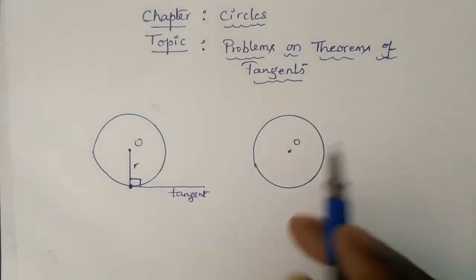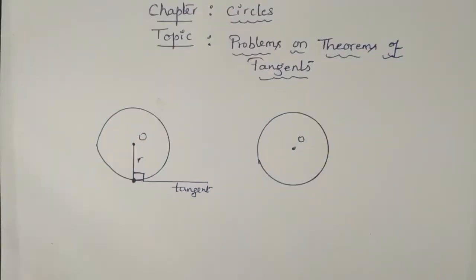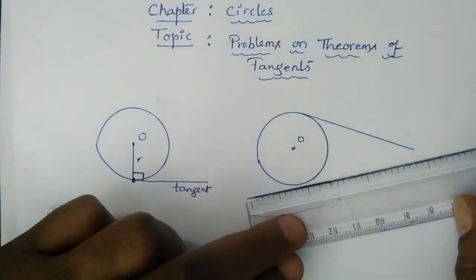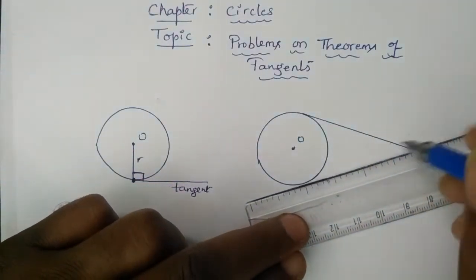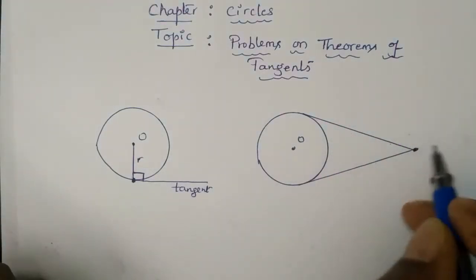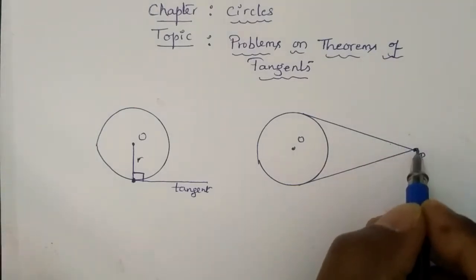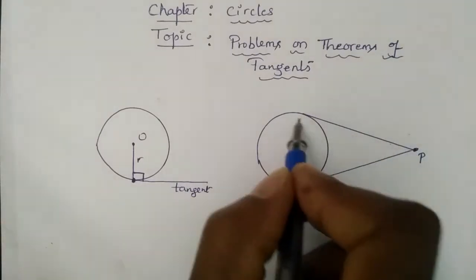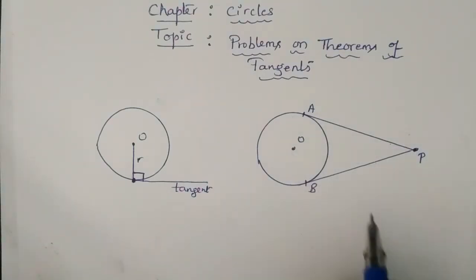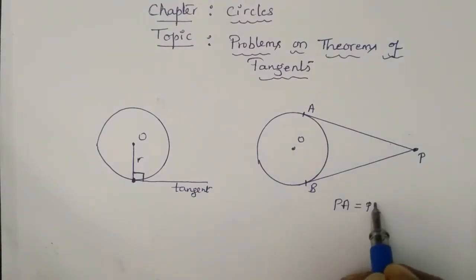The other theorem from the same tangents concept is this. When we draw two tangents from an exterior point, let this exterior point be named P. From P to this circle there are two tangents drawn. This is the first tangent, we name it PA. The other tangent is PB. According to the theorem, when two tangents are drawn from an exterior point, both are equal. PA is equal to PB.